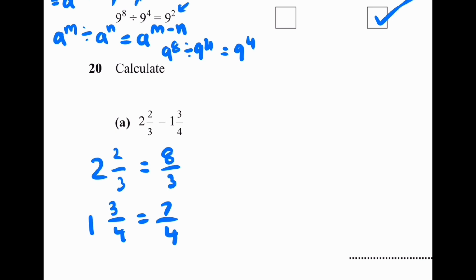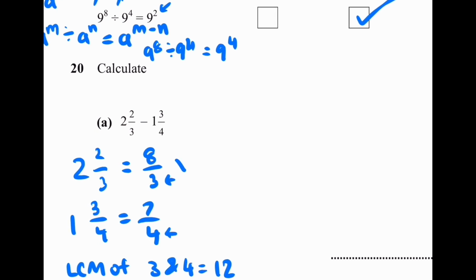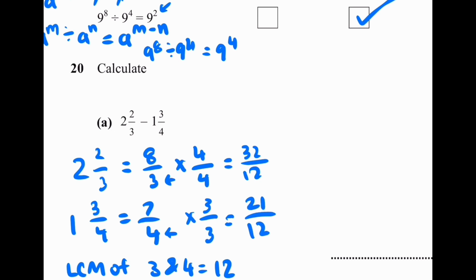Once we've done that, we need to find the lowest common multiple of the denominators. So the LCM of 3 and 4 is 12. And this one, when you multiply it by the denominator of the other one, it'll become 32 by 12. And this, when you multiply by 3 by 3, it'll become 21 by 12. So both of them have a common denominator, which is 12.